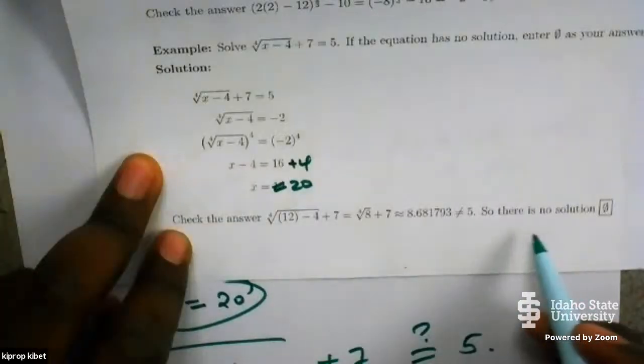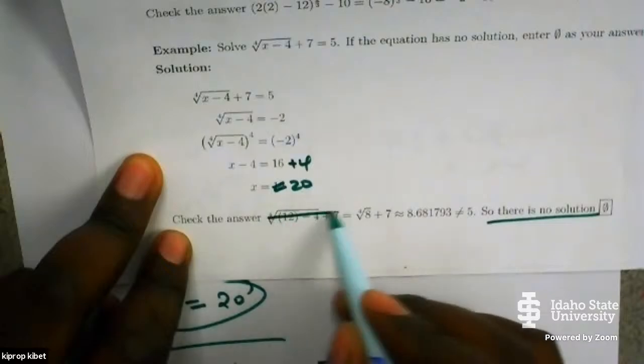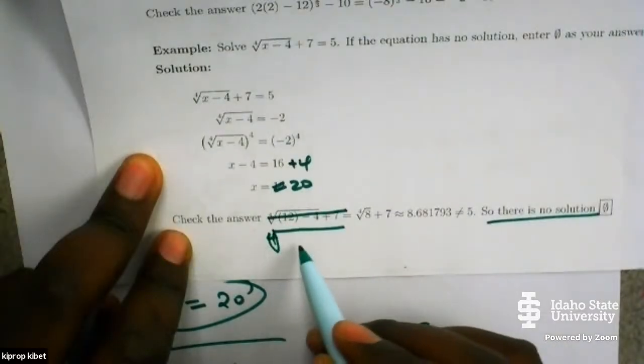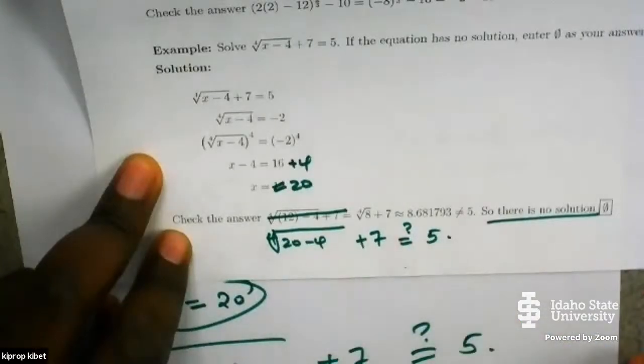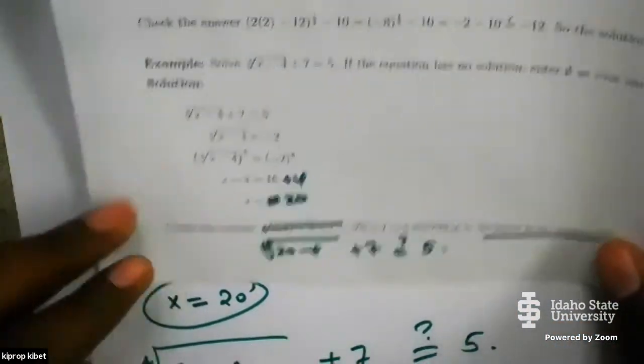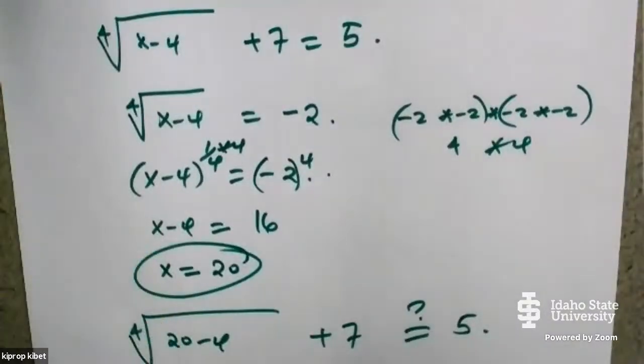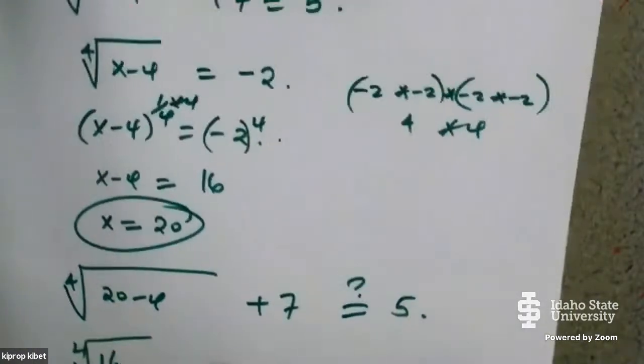So I even made a mistake. Now this one will be the fourth root of 20 minus 4, plus 7. Is it equal to 5? No. So there is no solution. So make sure you check your answer, because you can really make a great mistake, especially with the even and the negative.